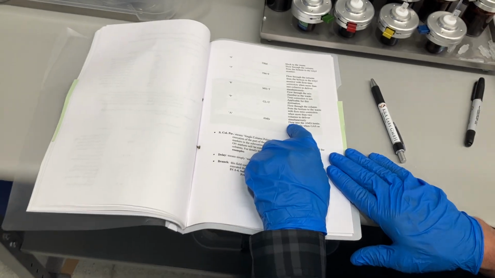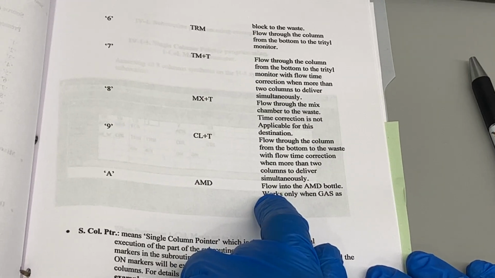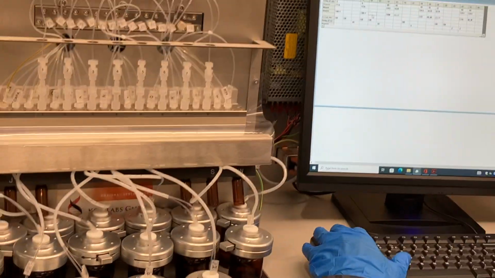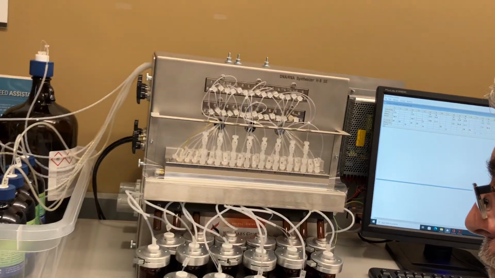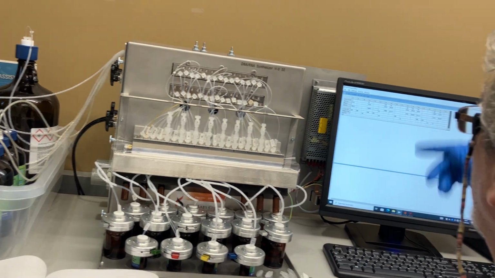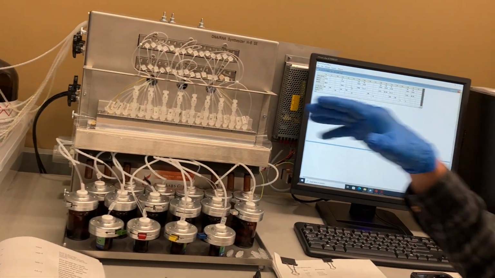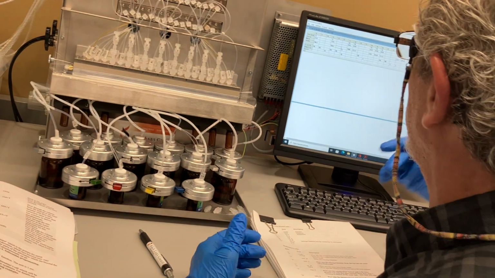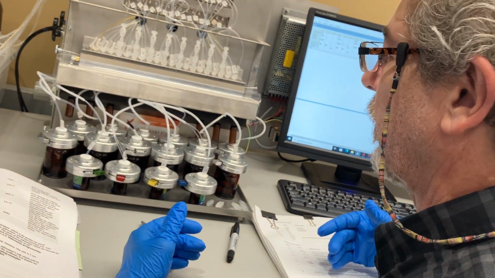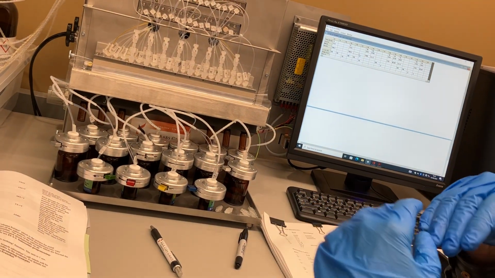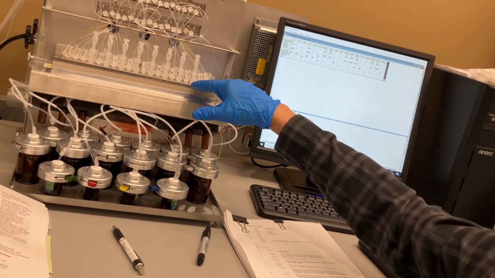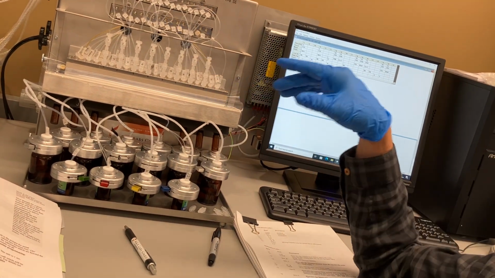And then amidite, flow into the amidite bottle, works only when gas is a source. That's A. So in other words, as a destination, you can actually put A as an amidite here, but that's saying it's going to flow to the bottle. When would you do that? If I wanted to recapture, it'd be a way, but I'd have to actually write a subroutine. So you may have a subroutine that says, put the machine to bed, kind of. You could write wash subroutines, dry subroutines, things like that, that you can run. And you just call it up as a step at the end of your process. So if there's anything specific you want to do after you've run your synthesis, then you can use that as another step in your cycle.